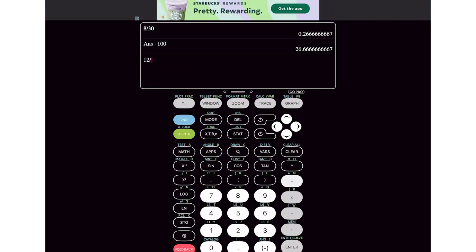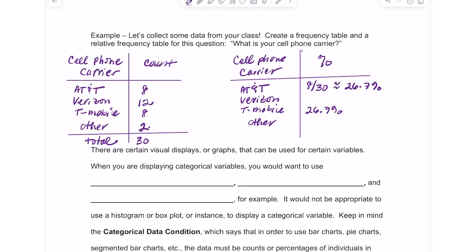So 12 divided by 30, and then multiply by 100. That gives me 40%. And then 2 divided by 30, and then multiply by 100. It gives me 6.7%. So I've got 40%, and then 6.7%.